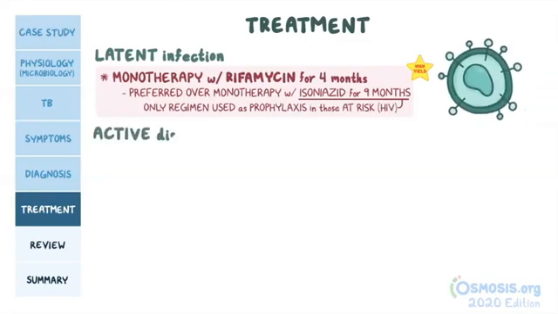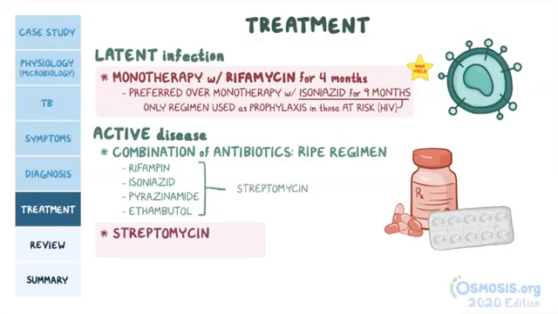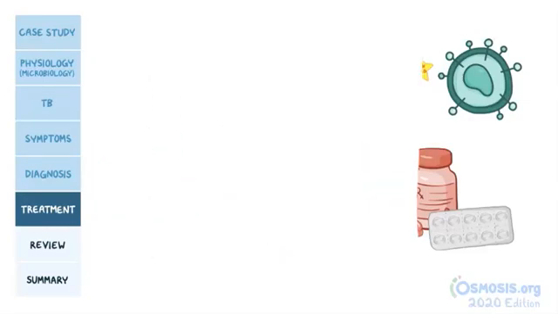Treatment of active TB disease is typically done through a combination of anti-TB antibiotics called the RIPE regimen, which consists of rifampin, isoniazid, pyrazinamide, and ethambutol. Streptomycin can also be added to the initial regimen if necessary. Otherwise, it's considered a second-line solo agent. There are a few other things you need to know for your exams about these antibiotics.